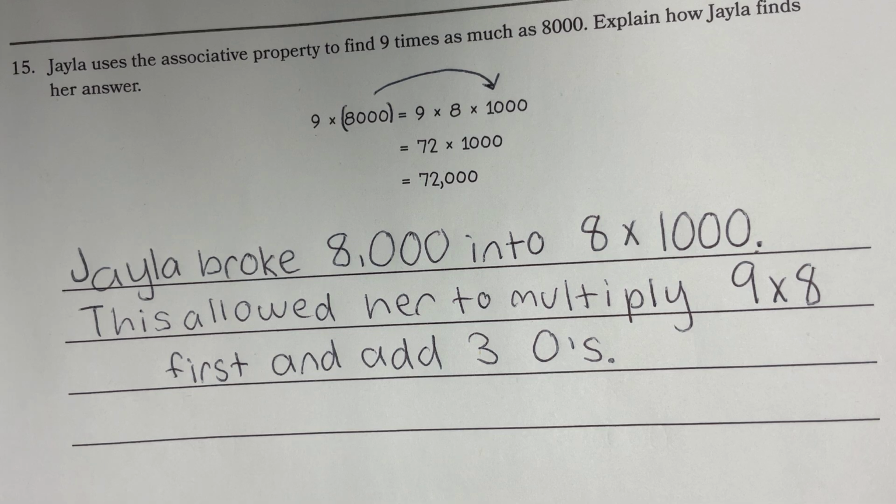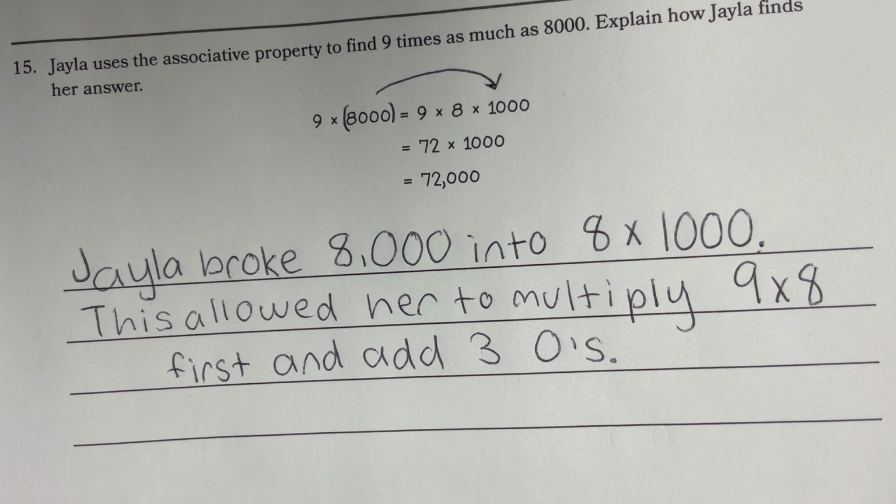Okay. Gonna give you a second to write. I said Jayla broke 8,000 into 8 times 1,000. This allowed her to multiply 9 times 8 and then add 3 zeros. Let's keep going.